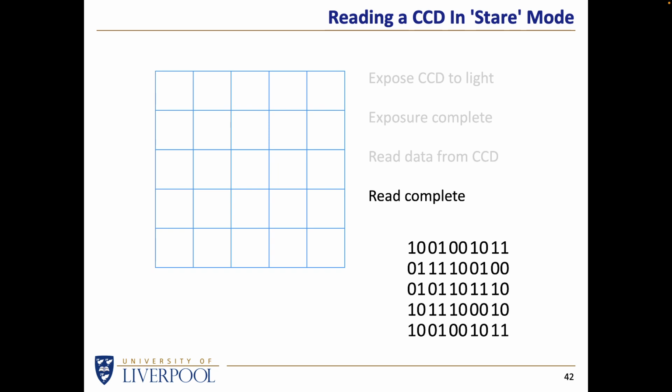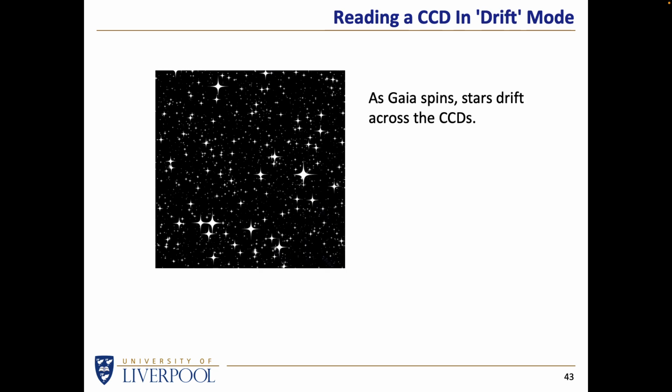Right. That is not how Gaia does it. Remember, Gaia is spinning. Gaia is spinning, so the stars are continuously drifting across the CCD. There's no point in taking an image, in the sense that if you try and take an image, you'd just end up with a blur. So what does Gaia actually do?